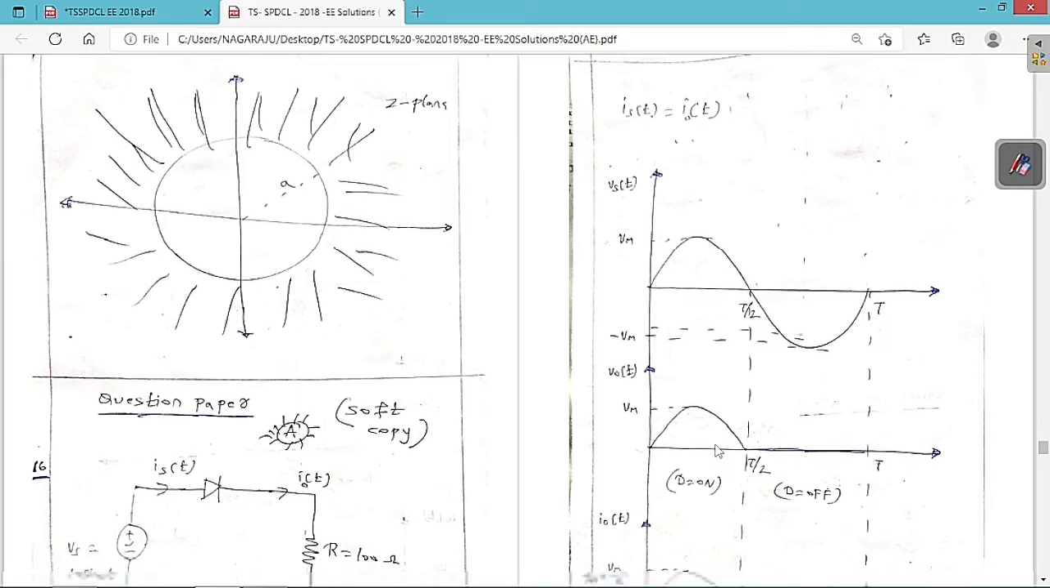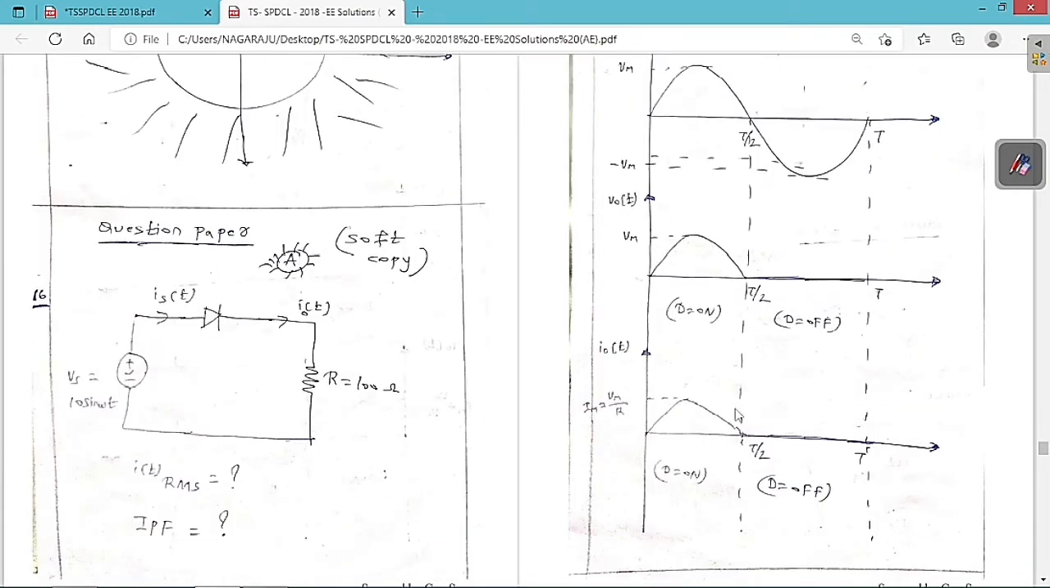Then similarly, if you want to draw the output current, it is equal to the output voltage divided by the resistor. So the same graph we are going to get, divided by the resistor. This is the peak value of voltage, which means the peak value of current is equal to Vm by R. As here the output voltage is equal to 0, 0 by anything is 0.